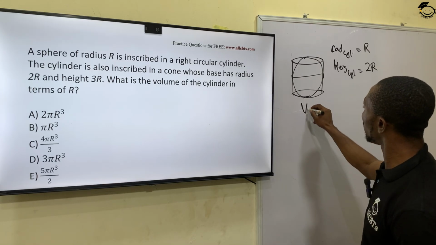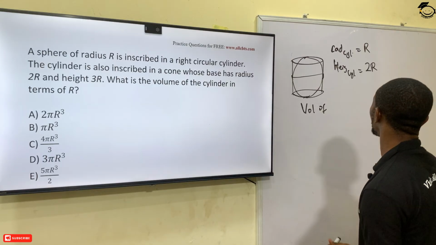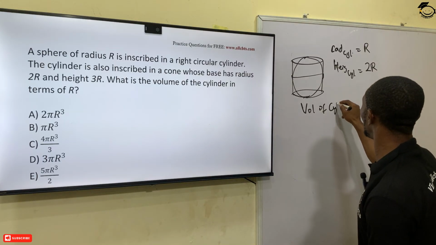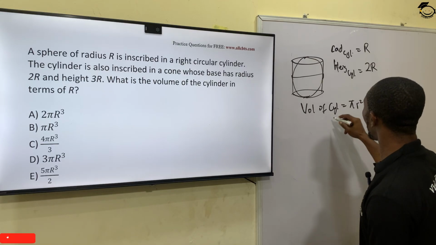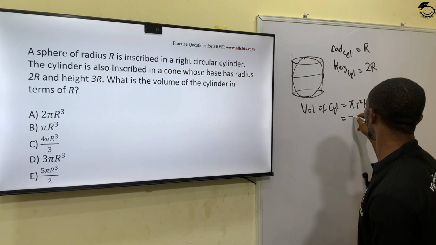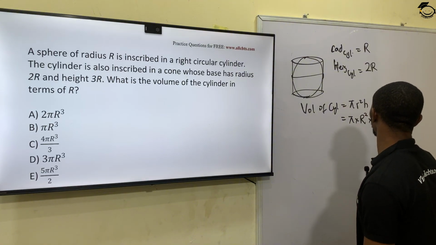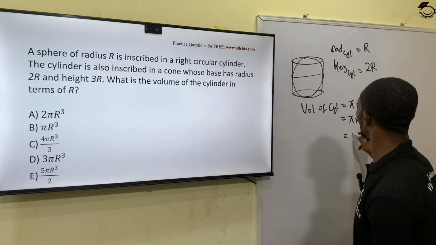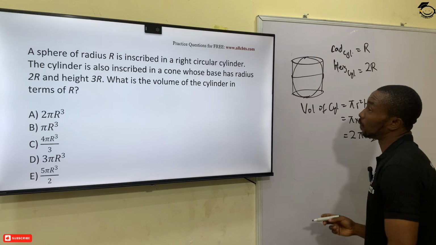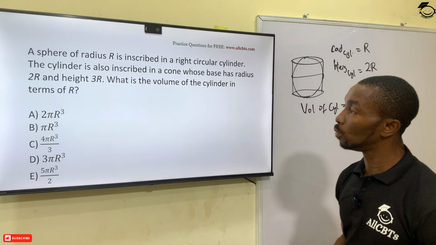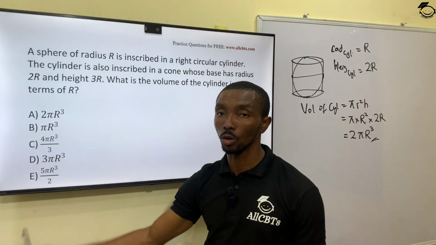Now, using our formula of volume for a cylinder, since we're asked to find the volume of the cylinder in terms of r, volume of cylinder will become pi R squared h, where R is the radius, pi times R squared, and h is 2r. So this gives us 2 pi r cubed. So the volume of the cylinder, in terms of r, would be 2 pi r cubed.